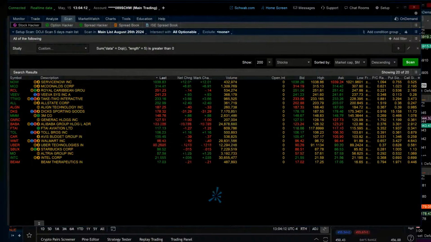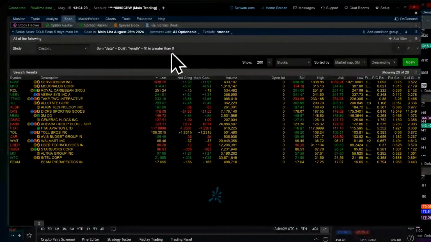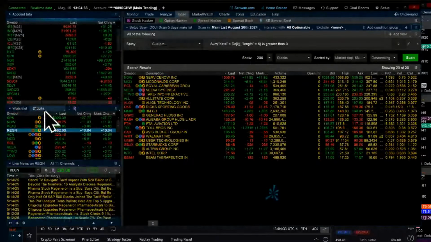There. And like I said, you can change this around. So when you're day trading, maybe you take hourly dojis. So that's one way. Now there's a lot of other things you can do with this. But usually I manually inspect all of them.